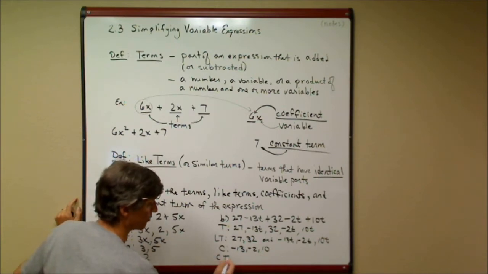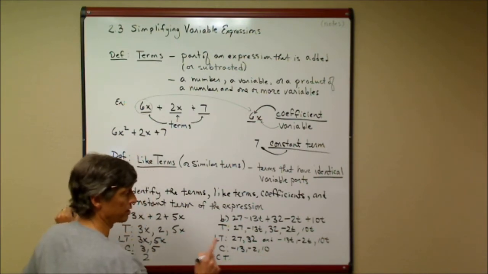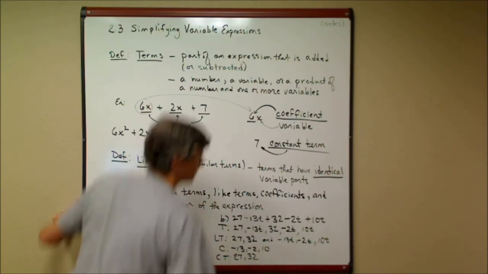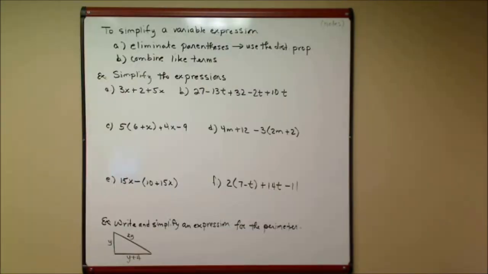And my constant terms, in this case, I have two constant terms. I have 27 and 32. Okay, hopefully that makes sense.